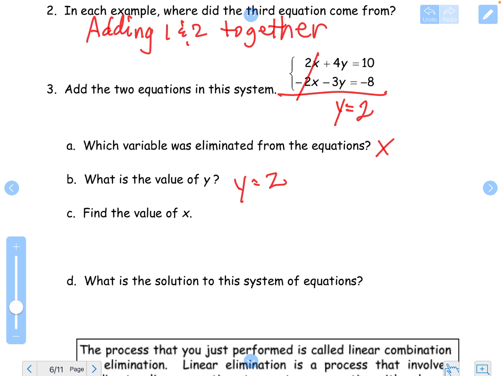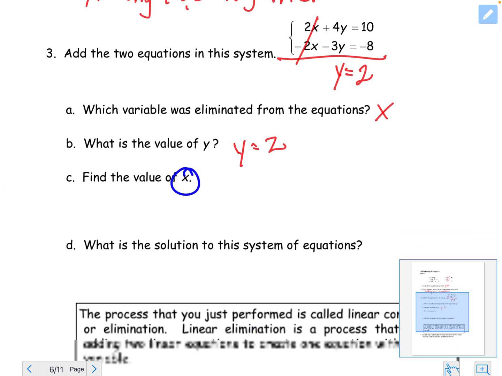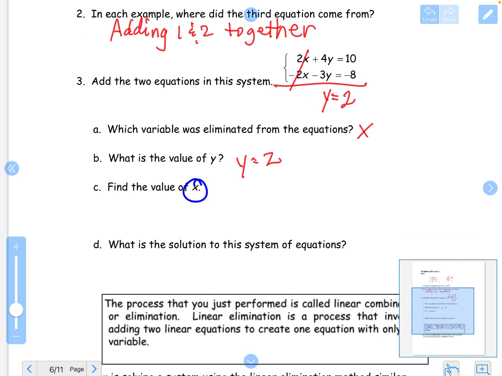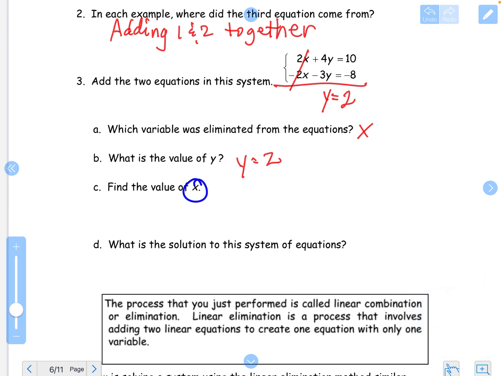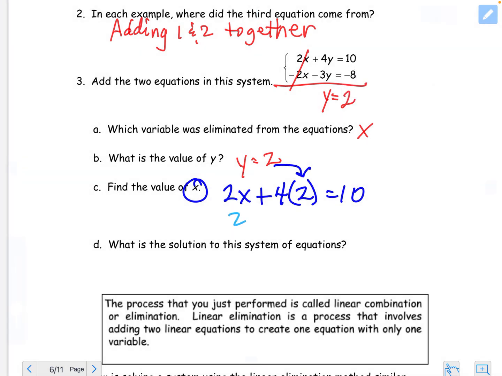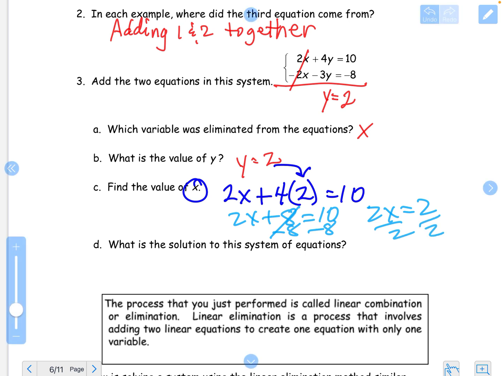So now how do I find x? Well, the same way I did on substitution. This process starts differently than substitution, but ends the same. So we take either equation, I'm just going to use the first one, and instead of y, we substitute the 2 that we solved for. So 2x plus 8 is 10. Take away the 8. 2x is 2. Divide, and x is 1. So what is the solution? 1, 2.